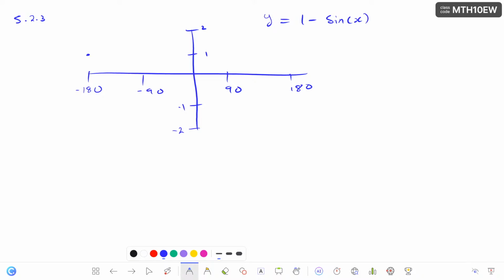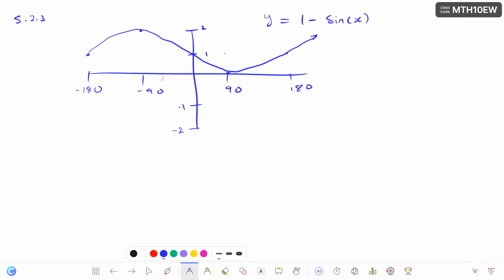Use your calculator to locate those points. So let's check negative 90. Negative 90 is what? Is 2. So it's this point. Let's check with 0. 0 is 1. Let's check with 90. 90 is 0. Okay, let's check with 180. 180 is 1. So our graph is going to be like this.